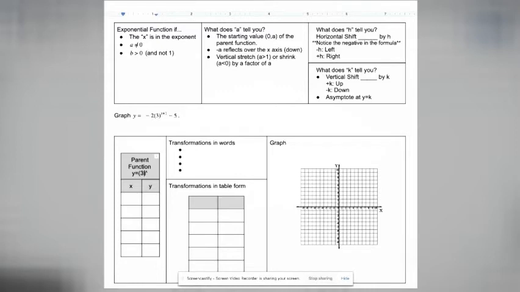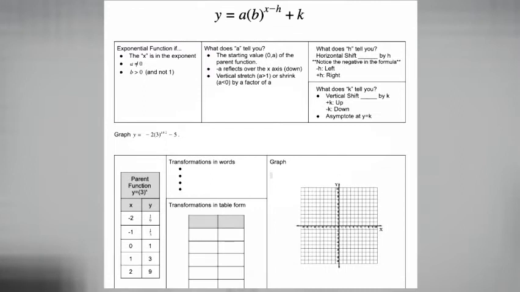Now, my x's are always going to be the same thing for my parent function. It's always going to be -2 through 2. I get my y's by plugging in all these numbers into x. I encourage you to start with 0, go to the positives, work back to the negatives. With my parent function filled in, I'm going to look back up to my formula. I'm going to identify my a, h, and k.